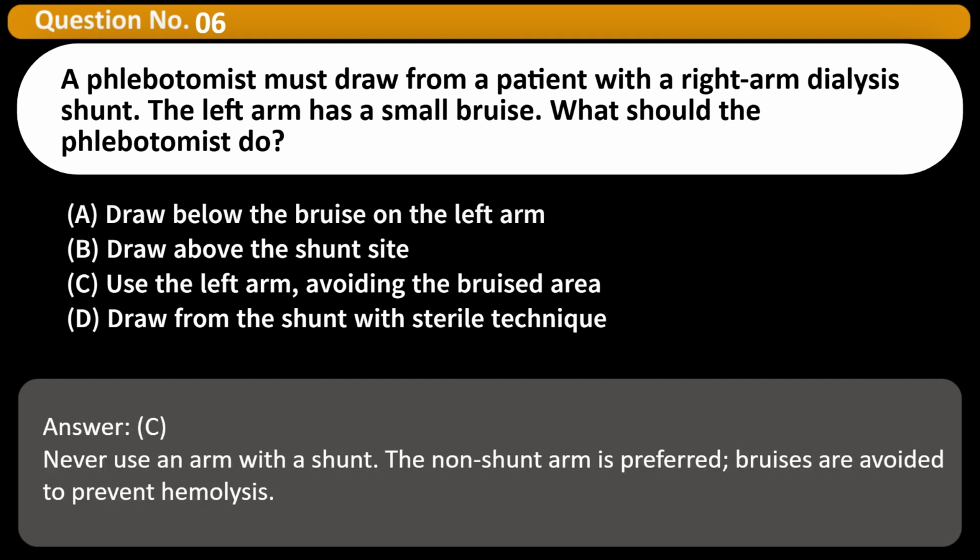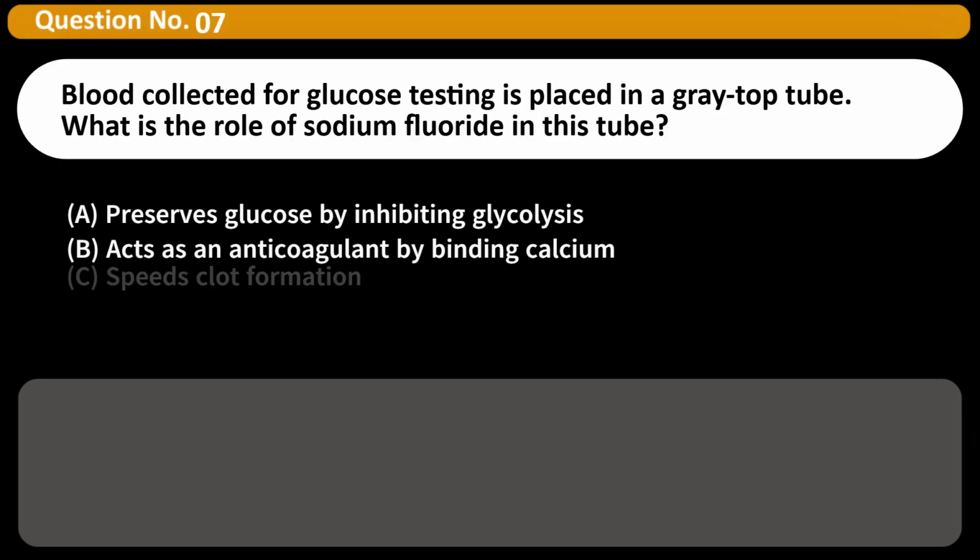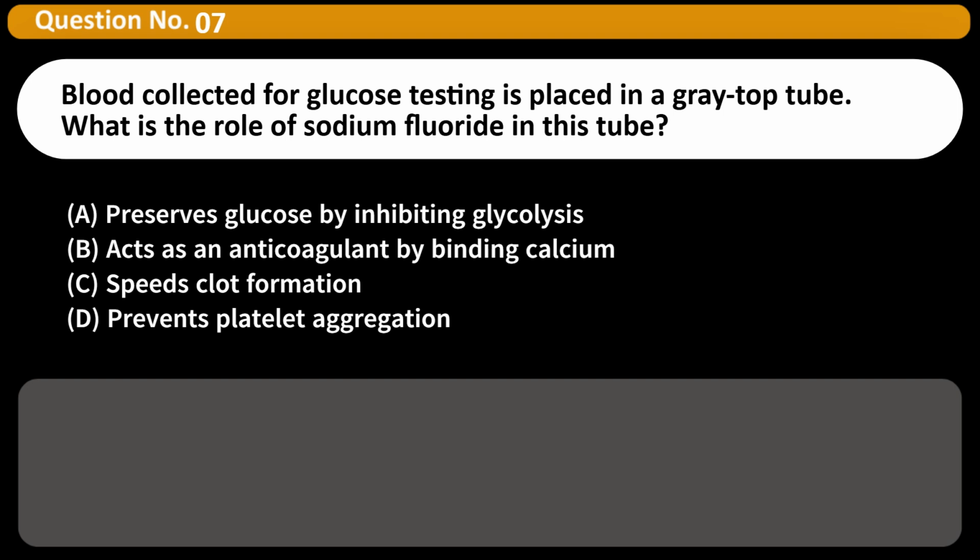Answer C. Never use an arm with a shunt. The non-shunt arm is preferred. Bruises are avoided to prevent hemolysis. Blood collected for glucose testing is placed in a gray top tube. What is the role of sodium fluoride in this tube? A. Preserves glucose by inhibiting glycolysis.